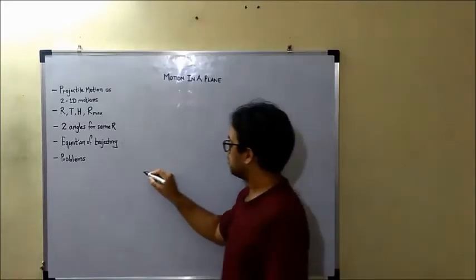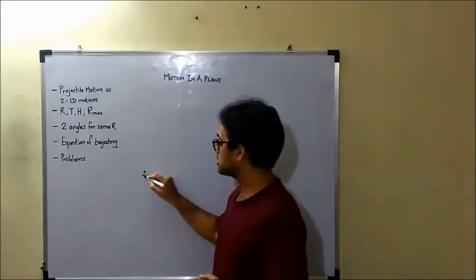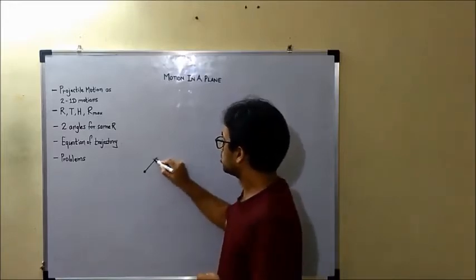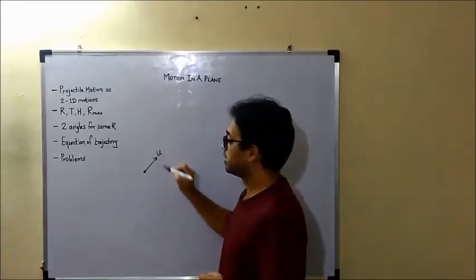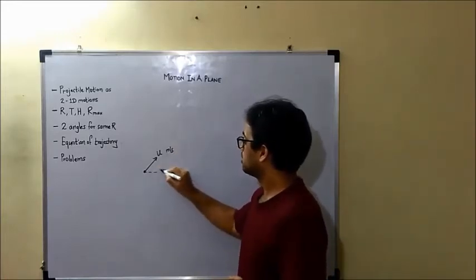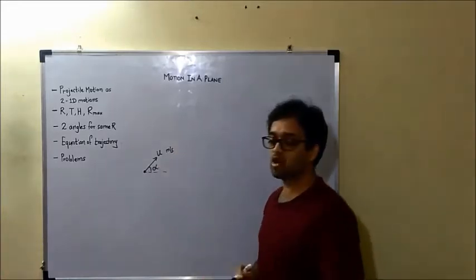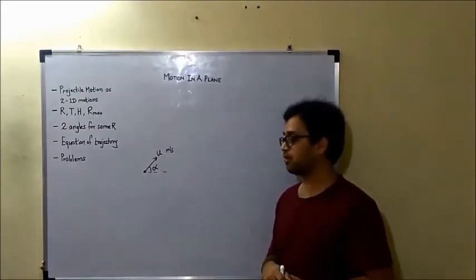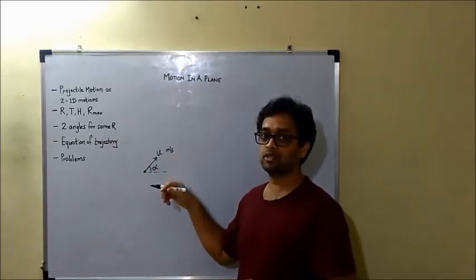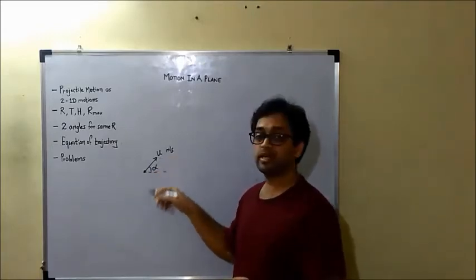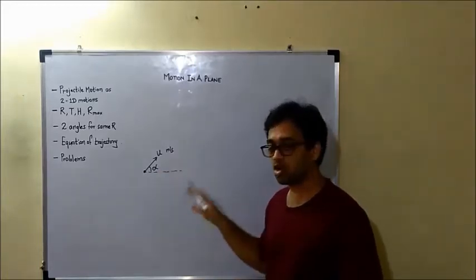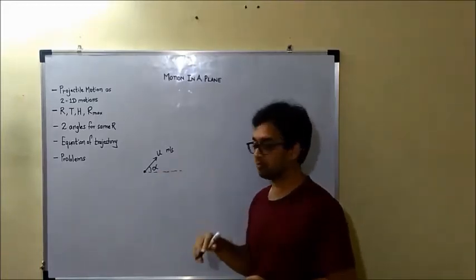So let us first take a very simple case where you have a ball in your hand and you throw it with a speed u meters per second at an angle alpha. This is common terminology we will be using in this chapter. The initial speed we will designate with u, and the angle that it makes with the ground, that is with the horizontal, we will designate with alpha. This is common terminology we will be using throughout this chapter.